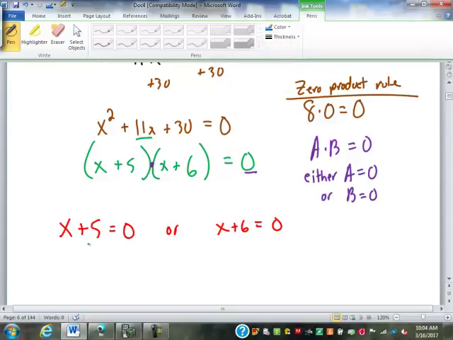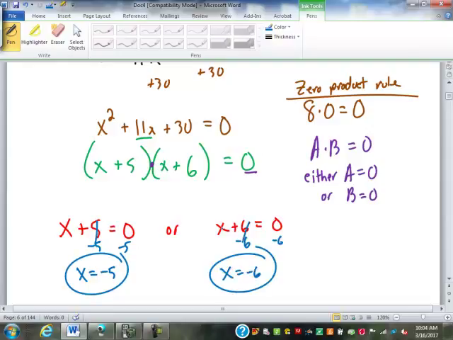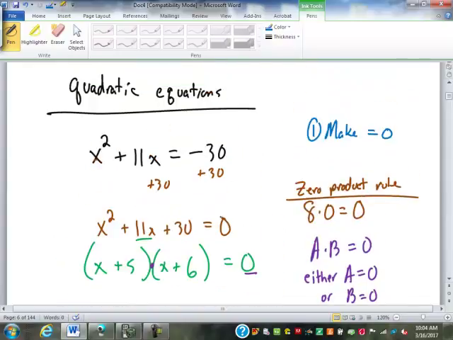So solving this one for x, I can subtract 5. X can be negative 5. Or on this one, I could subtract 6. X can be negative 6. And if I went back to this original equation, I could replace x here with either -5 or -6. Both of them would make that original equation true.